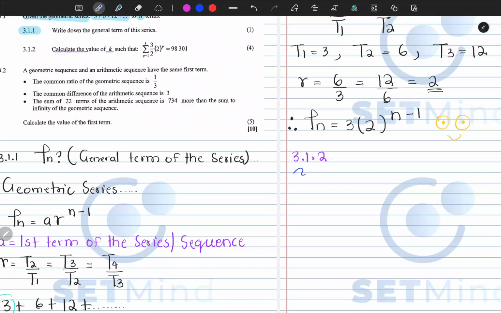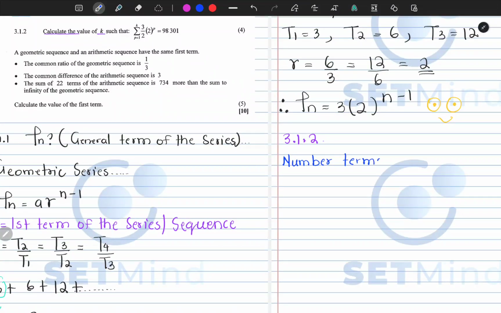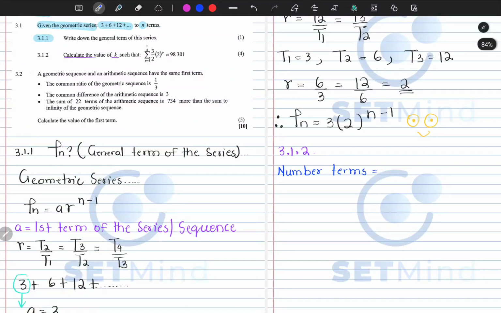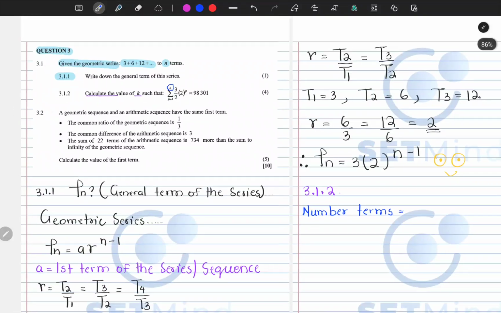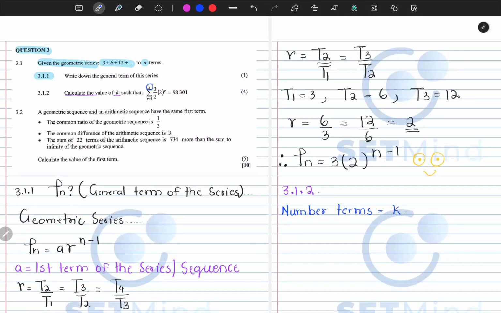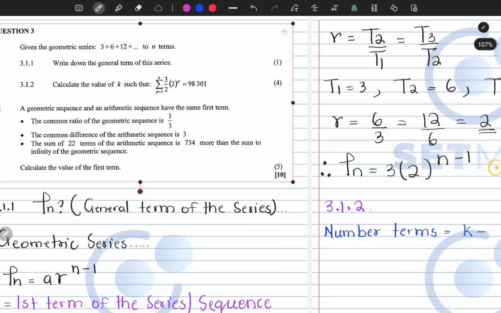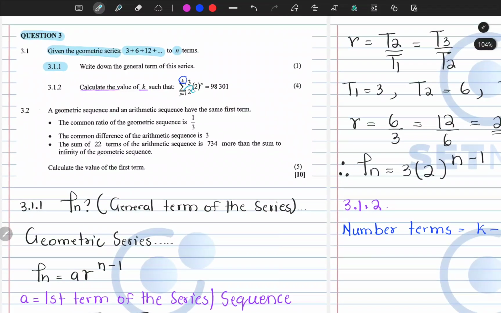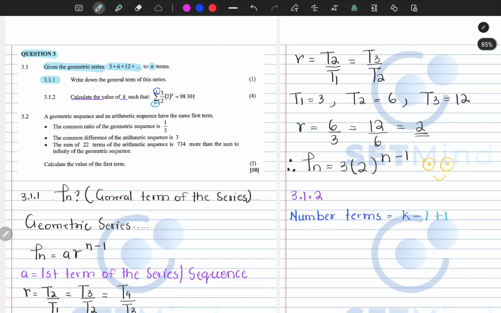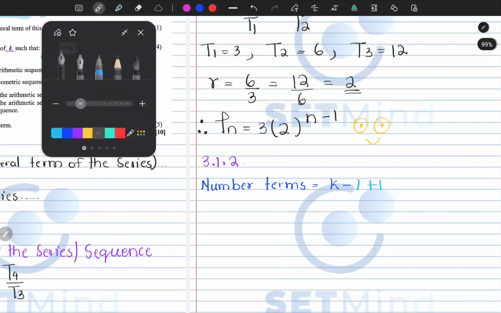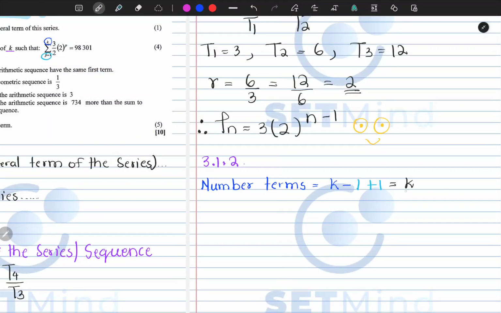Well, what you need to understand is that the number of terms which you are summing on the series, when you are dealing with this sign here, will always be k minus the bottom number, which is 1, which means we'll minus 1. Then you always add 1. So if you look carefully, this will just give us k.